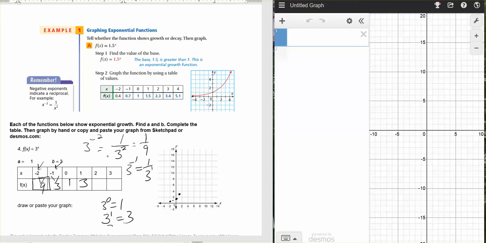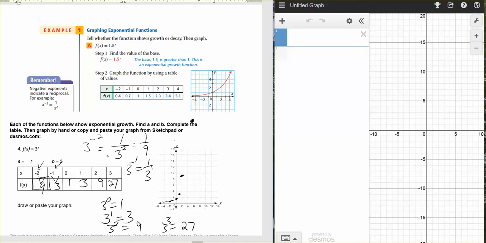And then at x equals 2, 3 squared is 9. And then to the third power, 3 times 3 times 3 is 27. So it starts to rise quite quickly at that point. So when x is 1, y is 3. When x is 2, y is 9. And when x is 3, y is 27, which is way up here.